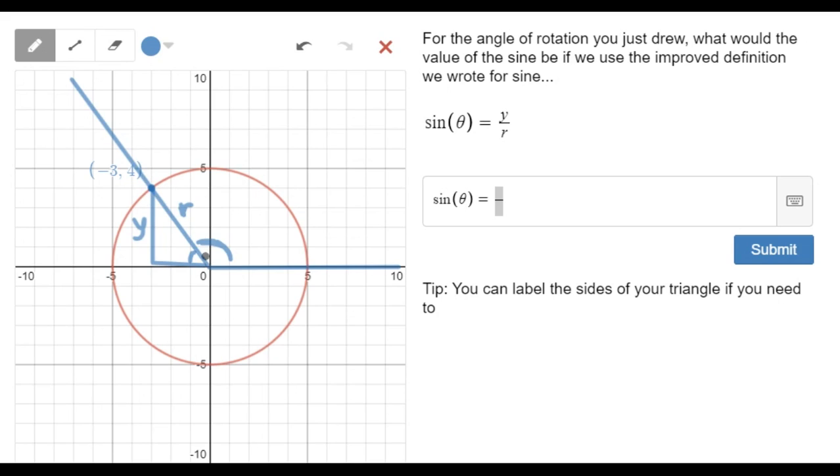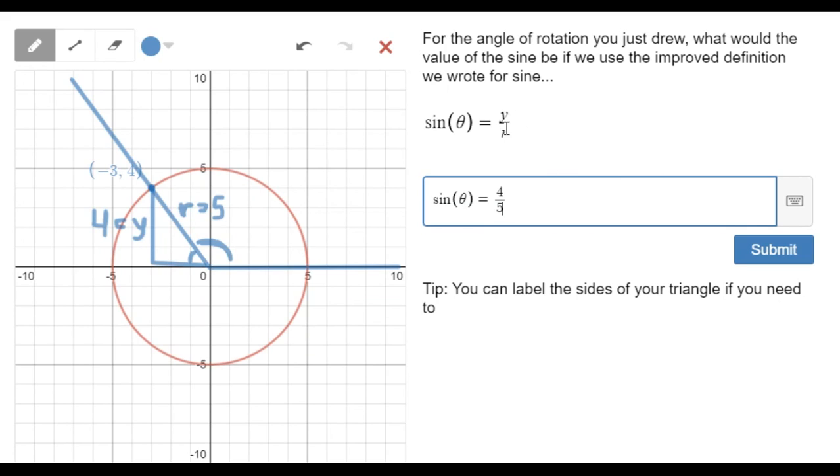So the radius of the circle we already figured out is 5. And the y value, we can tell from the point that it's 4. You can also just count it. So the y value is 4. So the sine ratio is going to be 4 over 5, which is the same result we would have got if we used our right triangle trigonometry from last year that we've been doing up to this point.